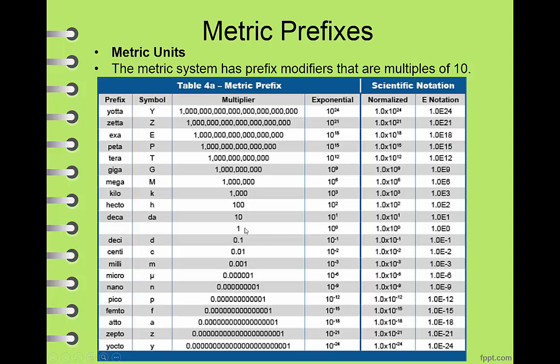Now, if we need very small numbers, we can divide by series of 10. If I divide the base unit by 10, I get deci. I divide by 100, I get centi. That one probably looks familiar. If you think about a cent, we talk about a penny as being a cent. A penny is 1/100th of a dollar. So we divided by 100. So centi, there's that prefix. If we divide by 1,000, we get milli. Keep going. You've got micro, nano, pico, femto, so on and so forth.